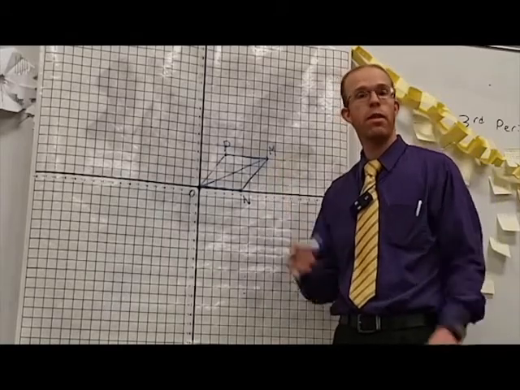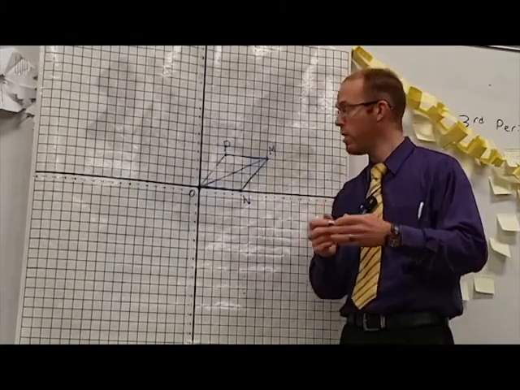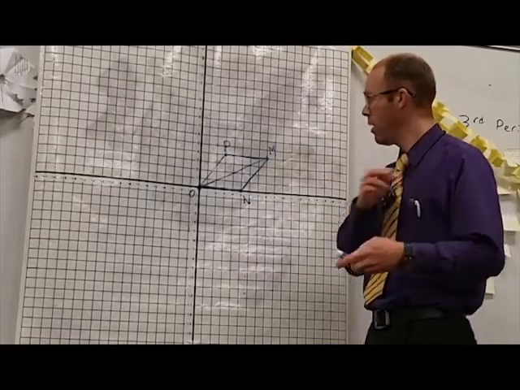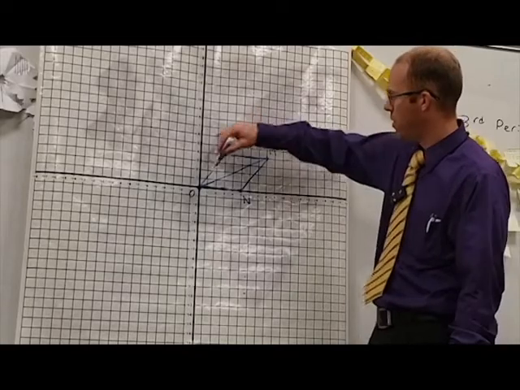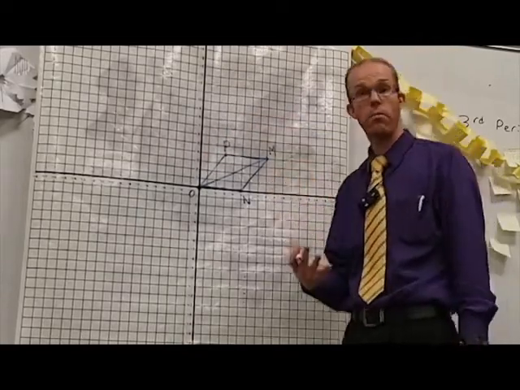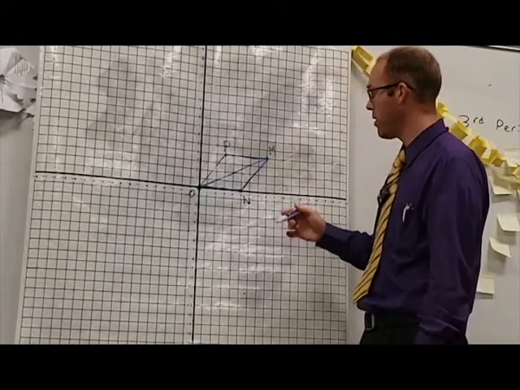We need to remember the definition of an isosceles triangle is that it has two sides that are congruent to each other. And so let's figure out the length of the sides of these triangles, and then we'll compare them to see if they really are isosceles triangles.